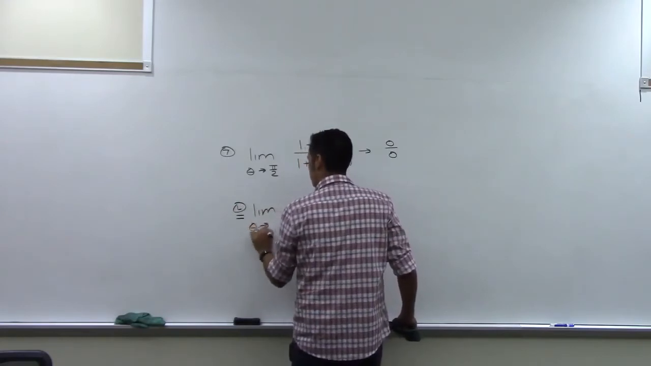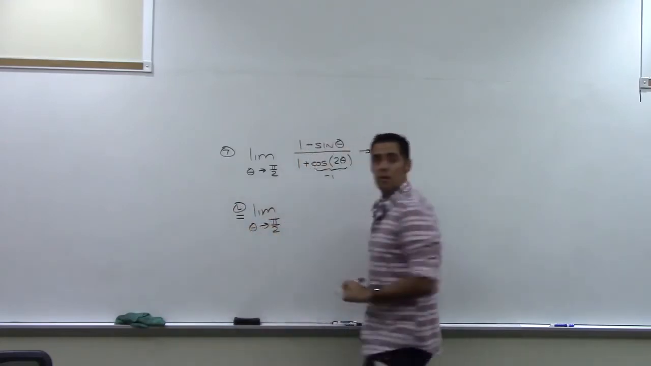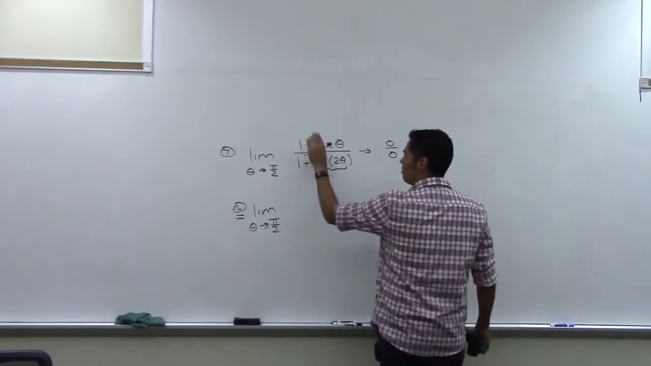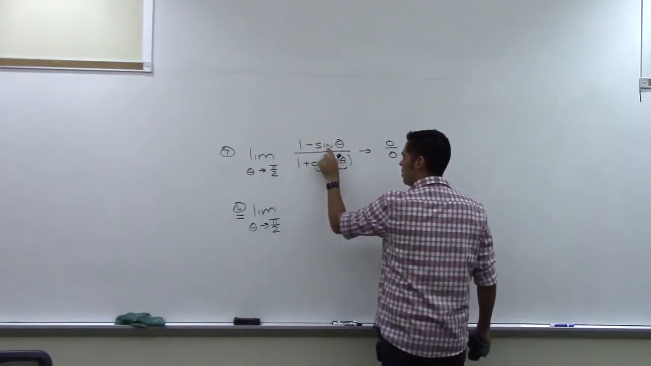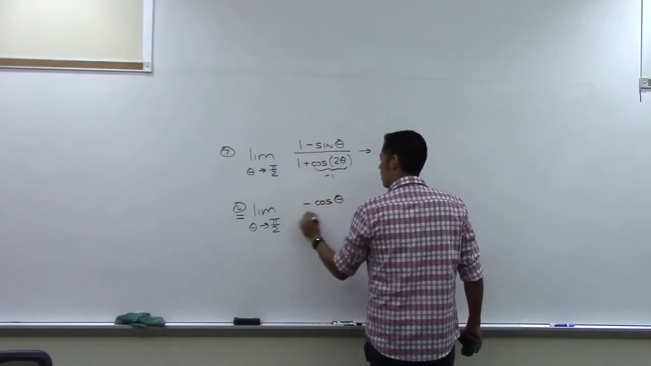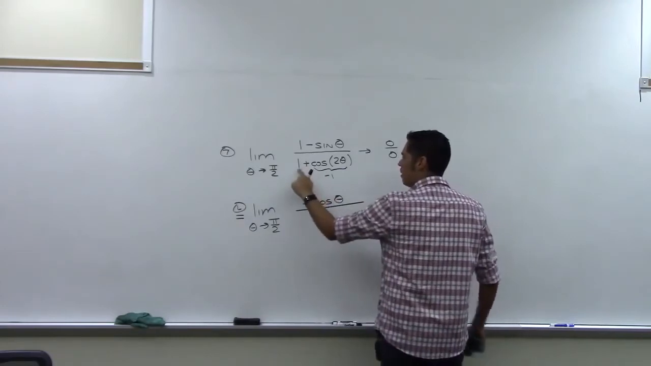Limit as theta goes to pi over 2, and derivative of the top. We have two different terms. Derivative of 1 is 0. Derivative of sine is cosine. But we have a minus, so minus cosine theta. Over derivative of 1 is 0.